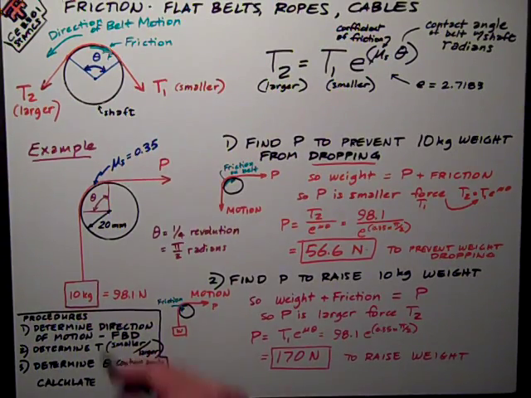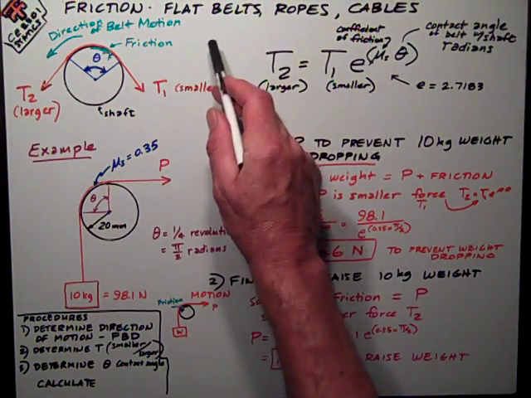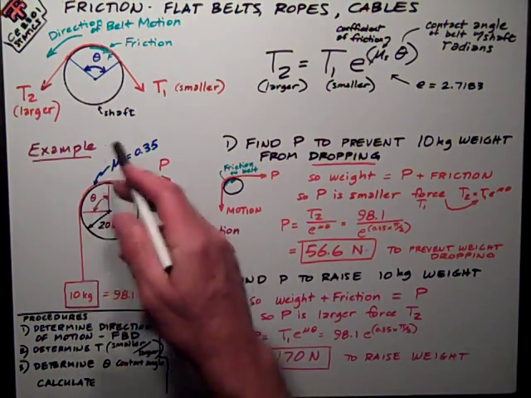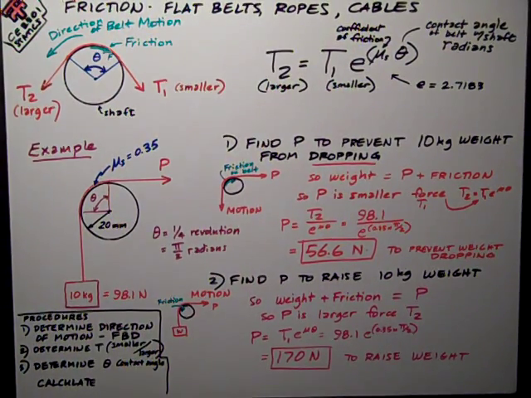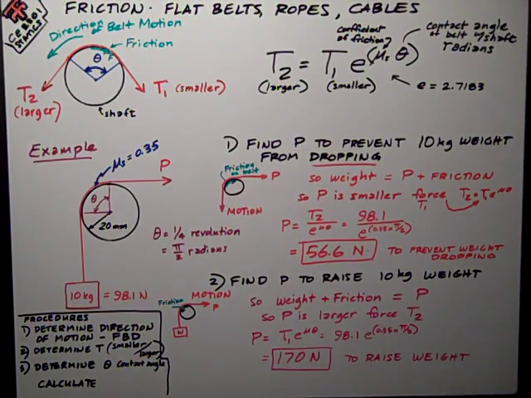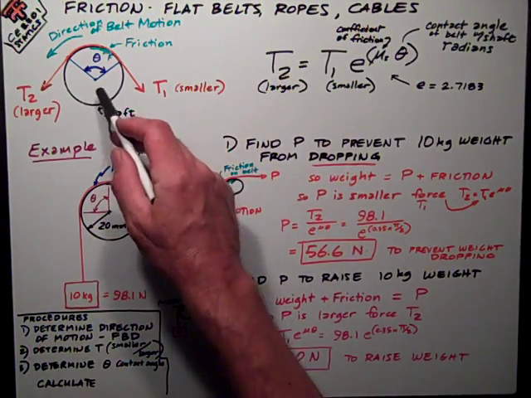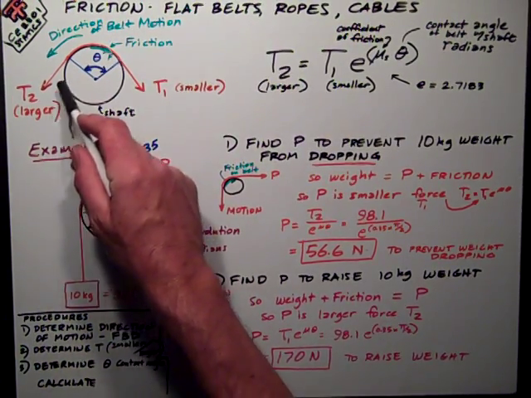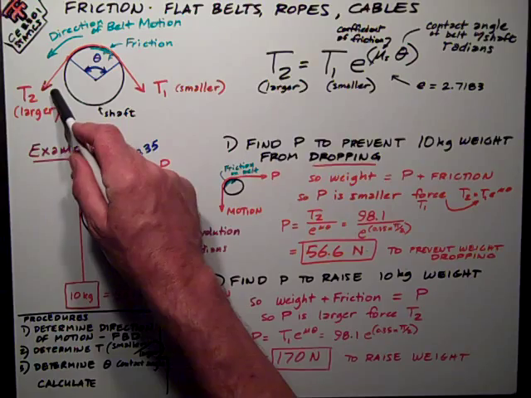Today we're covering friction, another aspect of it: the friction on flat belts, ropes, and cables as they pass over a fixed shaft. Okay, so the basics of it are, drawn in black is the shaft. The cable, or the belt, is drawn in red.